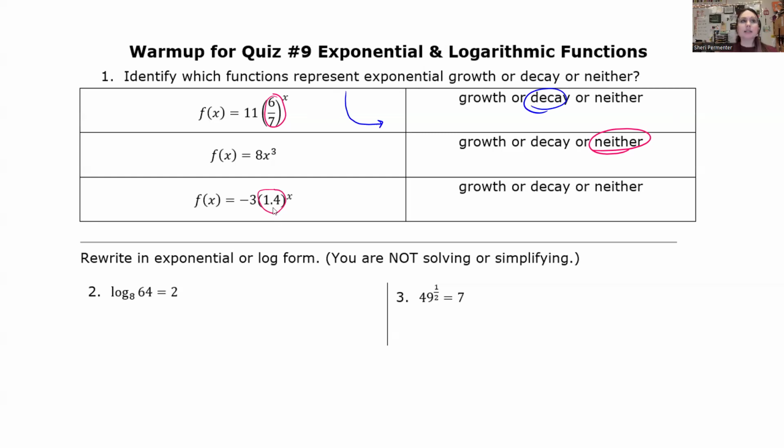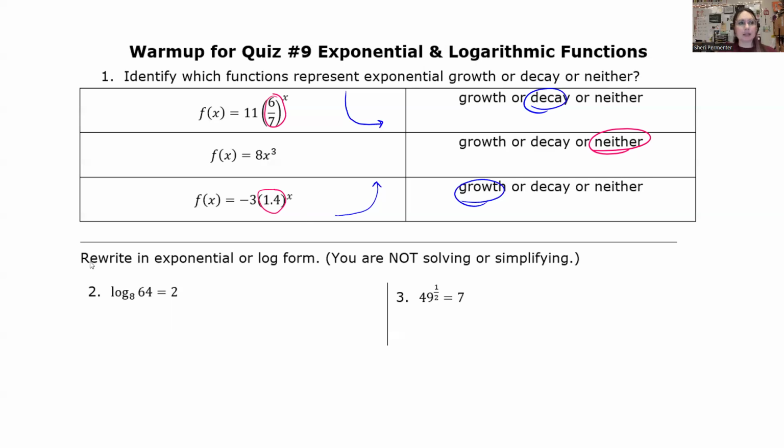This one, that's a decimal. Is that growth or decay? Oh, sorry. It's growth. How do you know it's growth? Because it's bigger than 1. It is growth. From left to right, that growth graph would look something like that. From left to right, you grow.